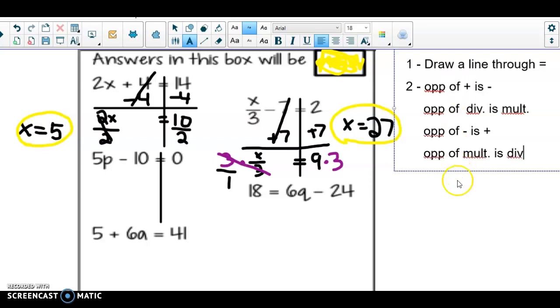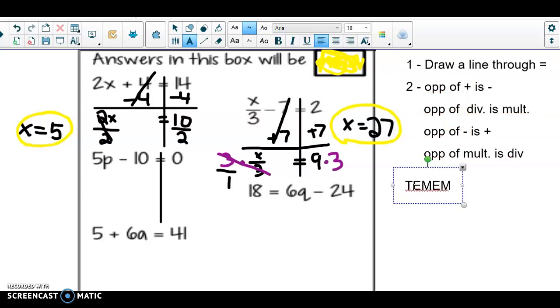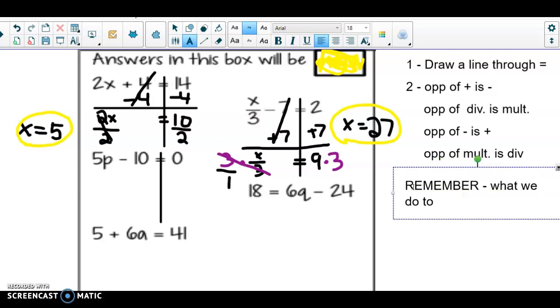Opposite of subtraction is addition, and the opposite of multiplication is division. And we have to remember, this is so important, what we do to one side, we must do to the other. You might want to write that down.